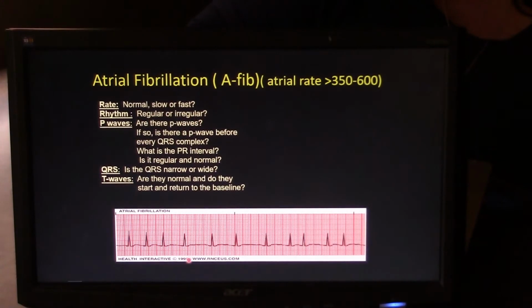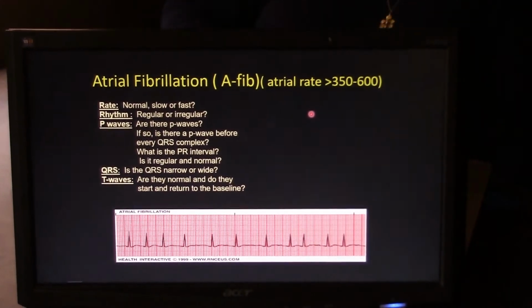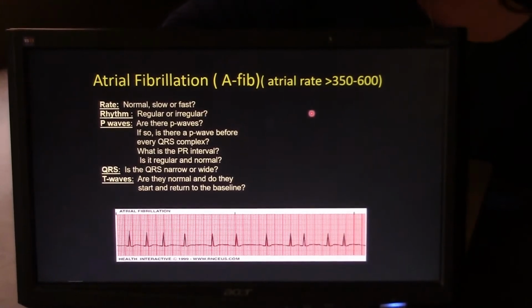Are there P waves? Absolutely not. There are no P waves. Is the QRS complex narrow or wide? This is important. In this case, it is narrow. It is less than 3 boxes in width. The T wave and ST segment are really hard to see here, almost impossible, probably because the atrial electrical discharge is overpowering that signal. Sometimes you will see it and sometimes you won't. This is classic atrial fibrillation.